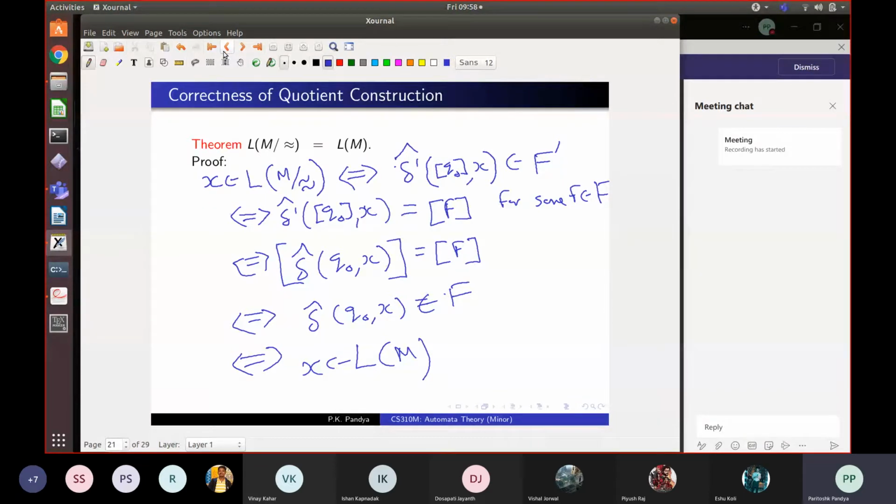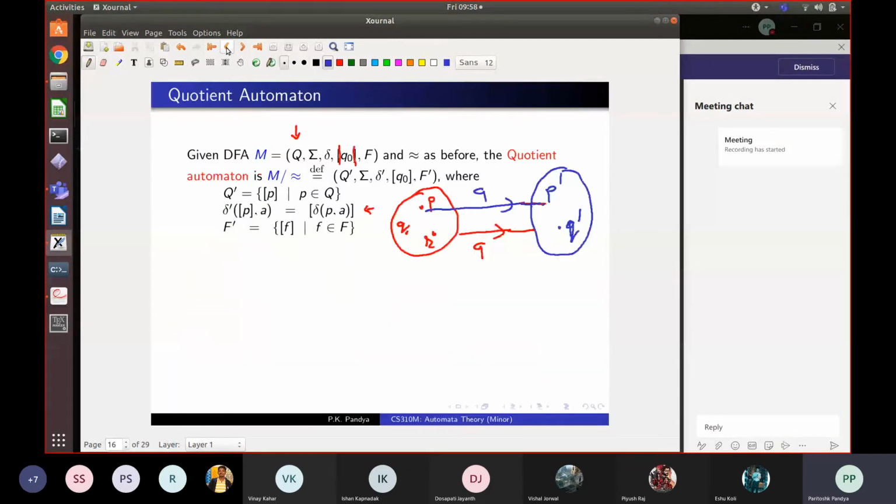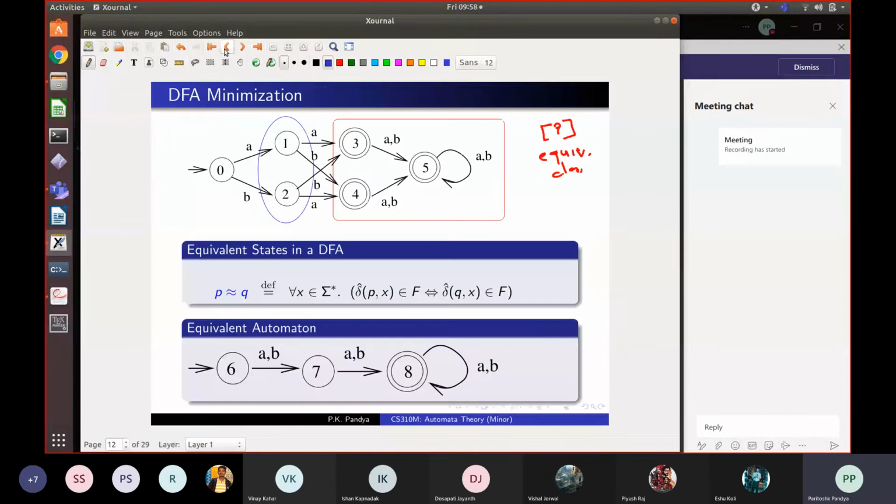So not only have we given this construction, we also proved that it recognizes the same set of words. That is, this collapsing of automata that we did here is correct. It will have the same language as this, and this construction works in all cases.